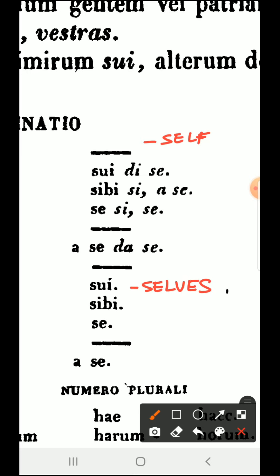For example, if I say, I treated myself to a fancy dinner. Myself is a reflexive pronoun. It refers back to the subject. I treated myself. That's a reflexive pronoun. Caesar glorified himself. Himself is a reflexive pronoun. It tells us that the object and the subject are the same person or thing. And it's easy to remember that we translate sui, sibi, se as self. And we translate in the plural sui, sibi, se as selves.